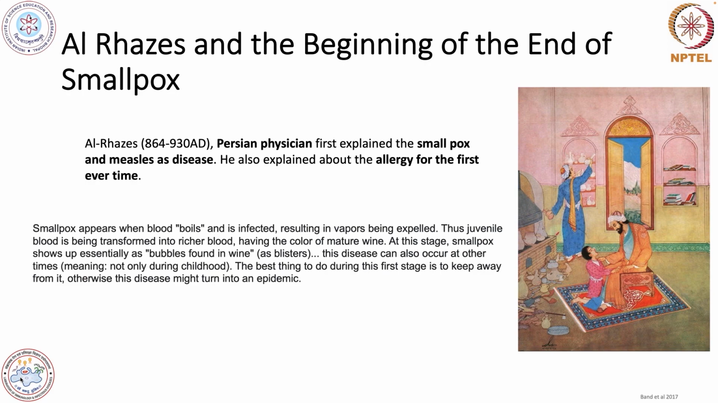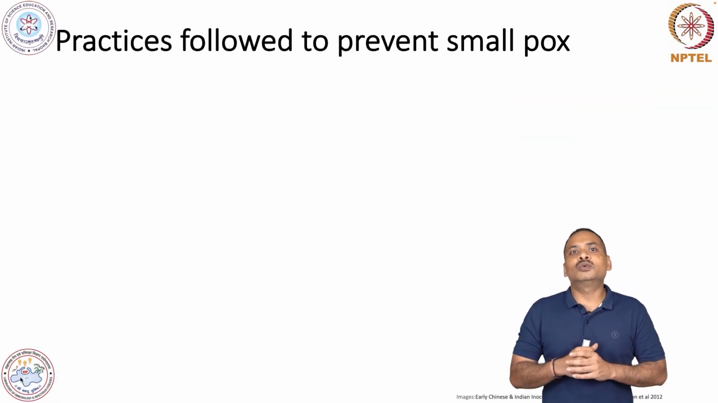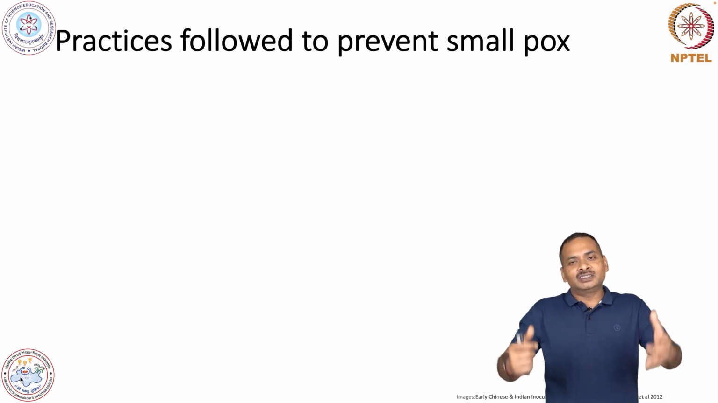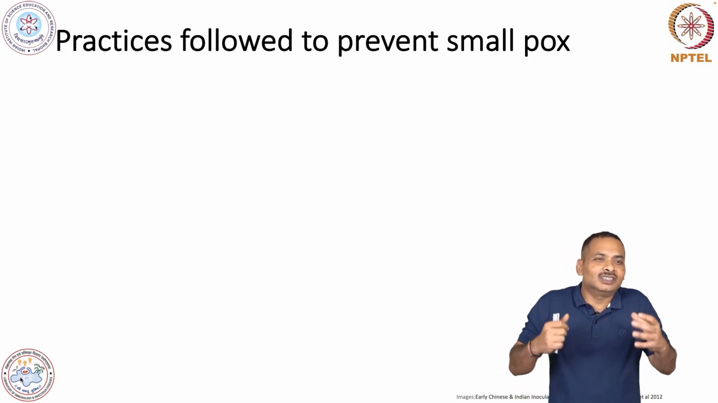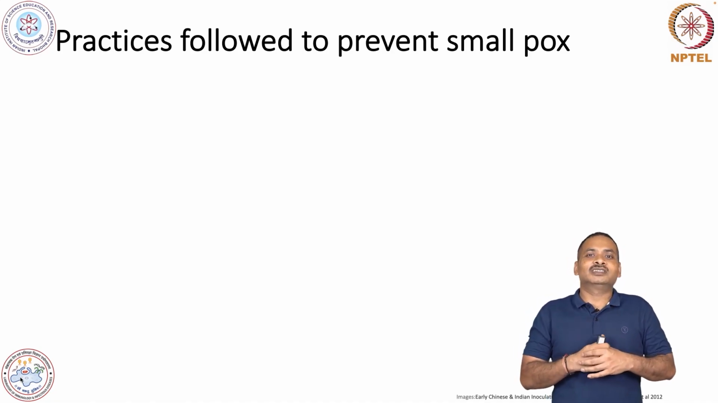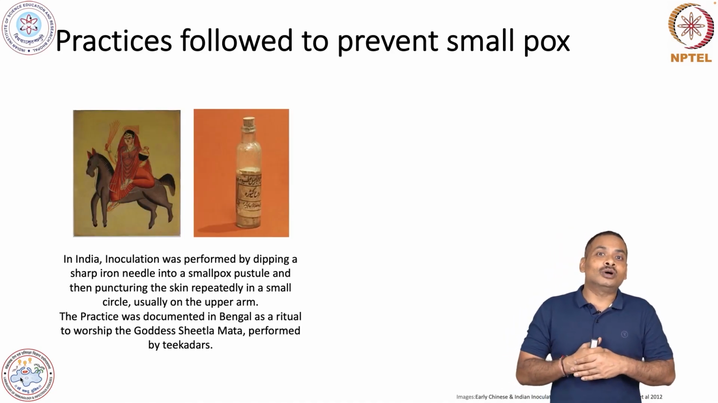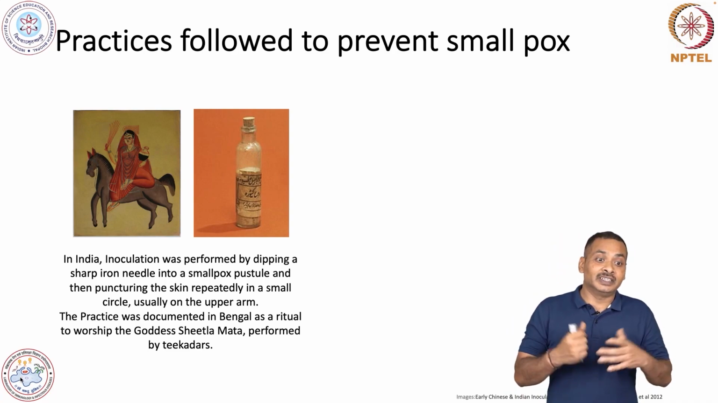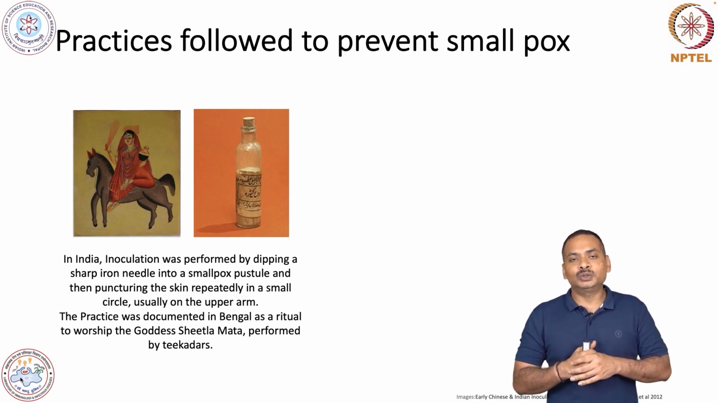So he gave some idea at least of how to protect from this disease. Practice followed to prevent smallpox: by that time, when this disease was quite dominant, people had learned something about it by observation, and this was also observed in India. In India, inoculation was performed by dipping a sharp iron needle into a smallpox pustule.